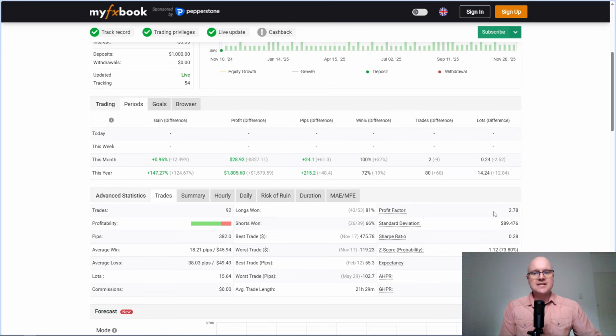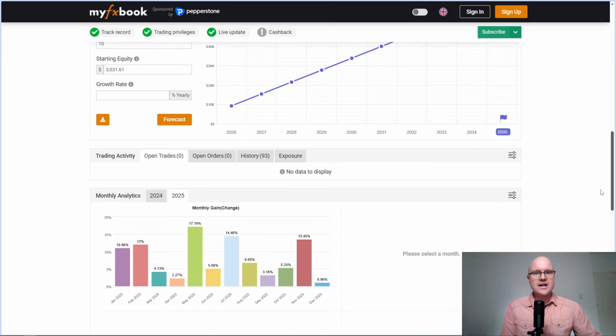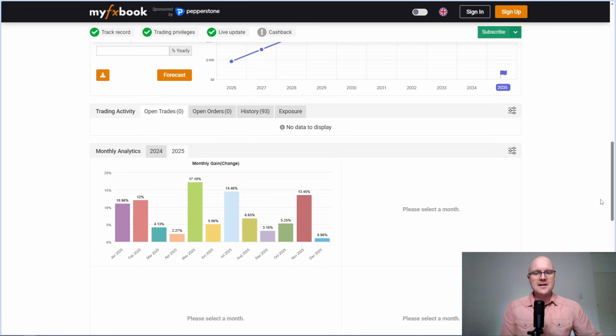However, you need to take into consideration that the EA does use a form of recovery or martingale, so it's not suited to every style of trader. So if we look at the advanced statistics, it shows us that this EA has been performing really well, and it has a verified track record of over 92 trades spanning more than a year. One thing that stands out about the monthly performance is that we'll see there are big months of gains and then quieter months as well.